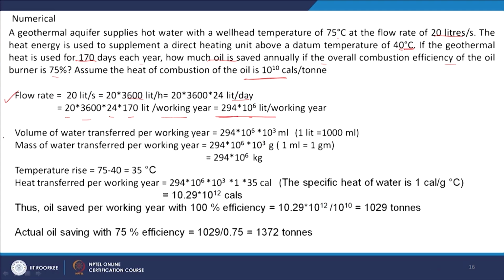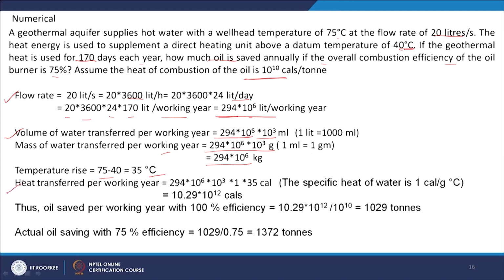So, the volume of water transferred per working year is this liter into 10 to the power 3 milliliter, and then the mass of water transferred per working year we have to get by multiplying with density, that is 1 gram per cc or ml. So, that is equal to 294 into 10 to the power 6 kg of water we need to use. And then the temperature rise is 75 minus 40, so 35 degree centigrade.